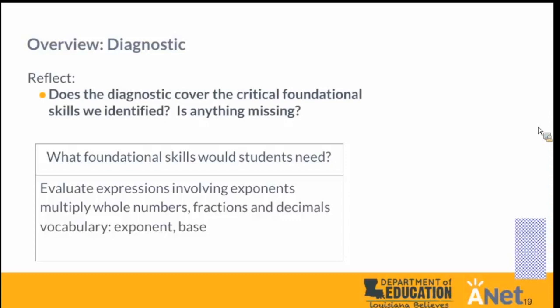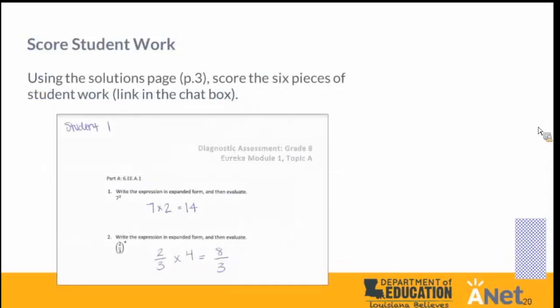Now we're going to practice scoring some student work. So in the webinar linked into the platform, there are 6 pieces of student work from students who took this diagnostic. And you're going to use either your work that you just did or the answer key, the solutions page on page 3 of the Eureka Remediation tool, to grade each student's work. So just looking at each of their answers, marking each question correct or incorrect, pause the webinar to do that grading now and restart when you're ready.